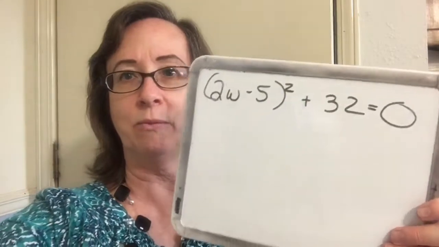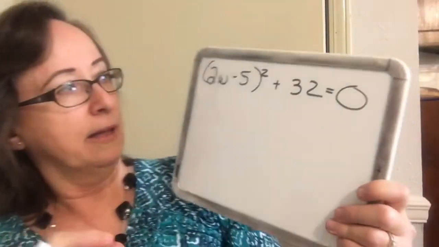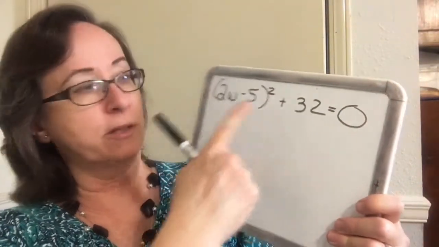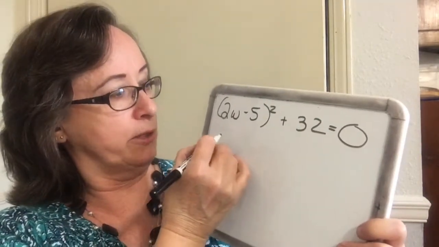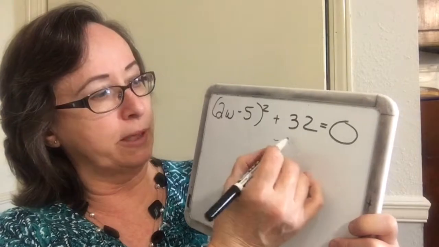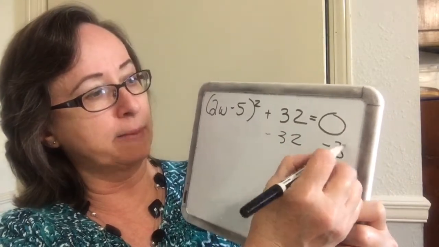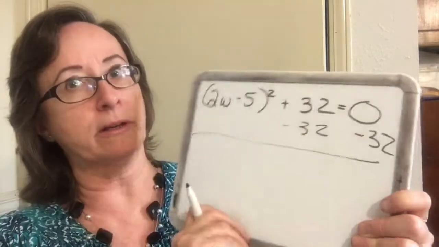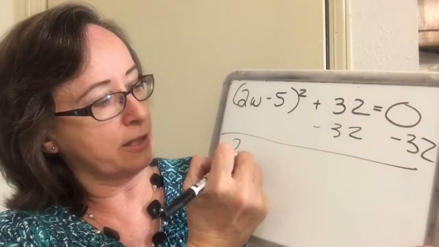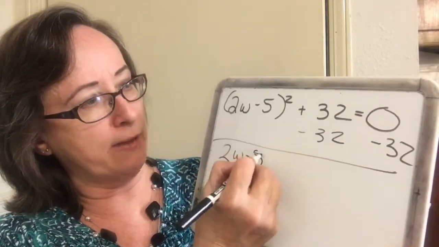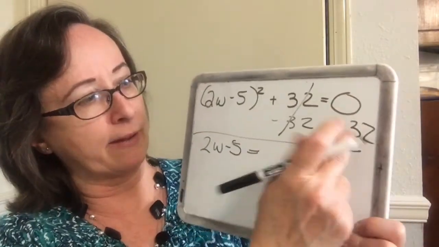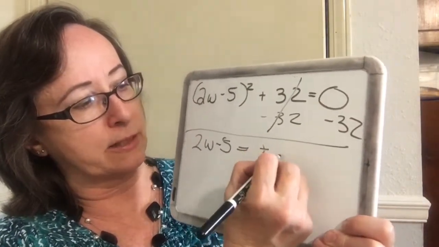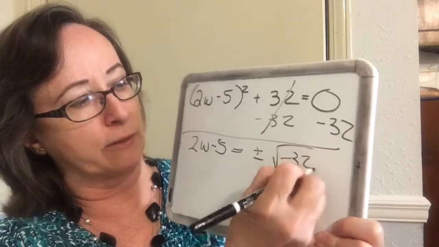All right, so now we have a binomial squared equal to 32. Okay, so we're going to take the 32 and put it on the other side, and it becomes a -32, another complex solution. So (2w - 5)². Okay, I'm going to take the square root of that one. And on the other side, I've got plus or minus the square root of -32.